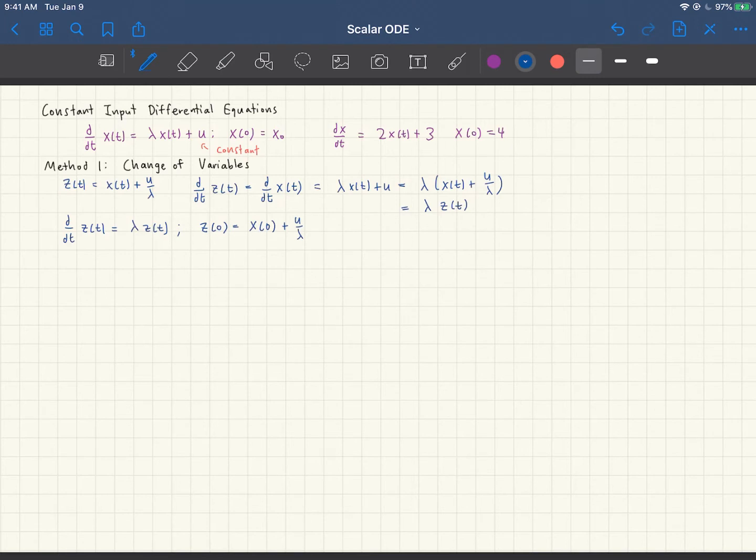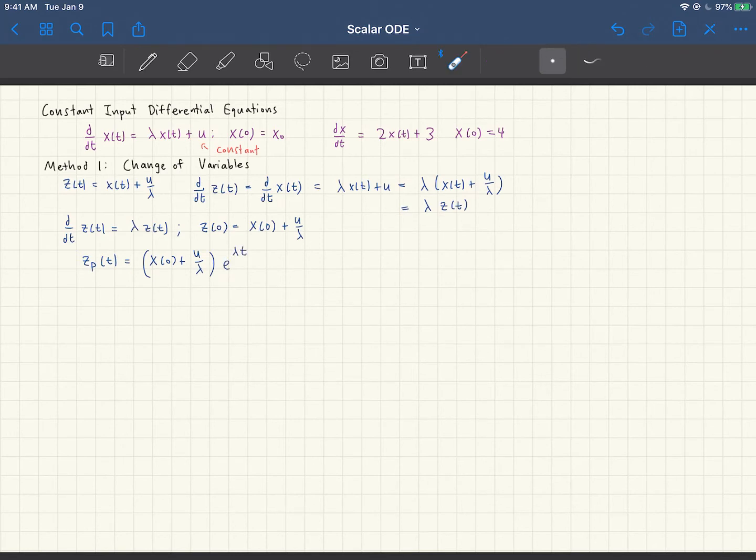Now we already know how to solve this differential equation since it's of the form dz dt is equal to lambda z with an initial condition. So its solution, zp of t, will in fact be equal to x sub 0 plus u over lambda times e to the lambda t.